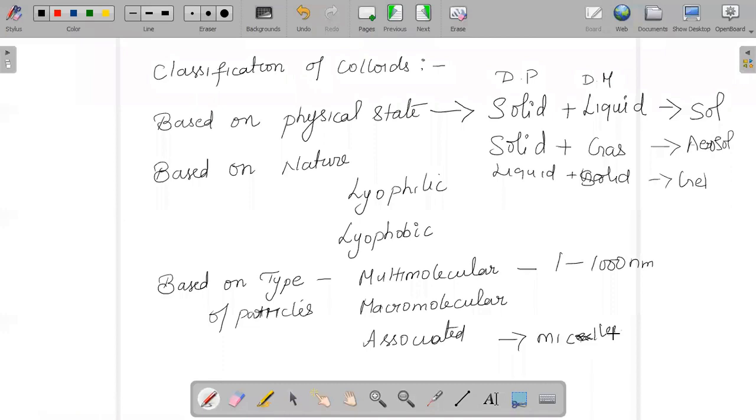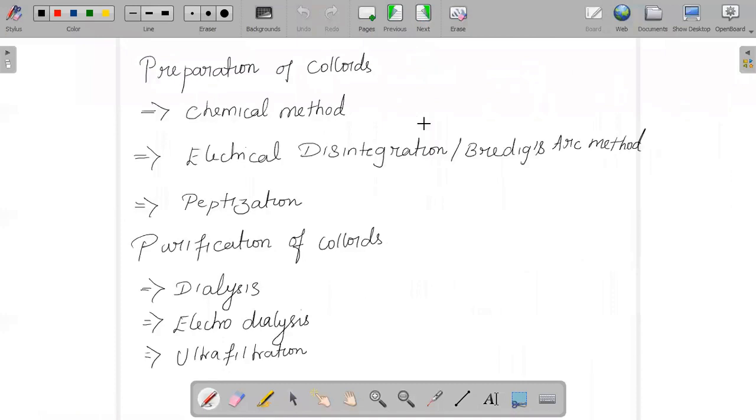Next, we have to know what is the Kraft temperature. The formation of micelles takes place only above a particular temperature, and that is called the Kraft temperature. And there are different methods used in order to prepare colloids. There are certain important methods which we use to prepare colloids.